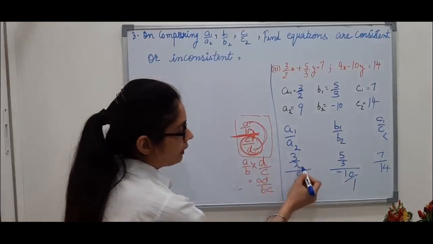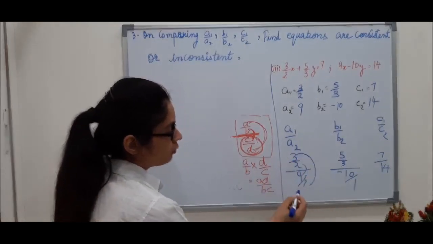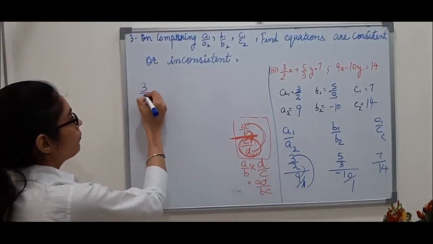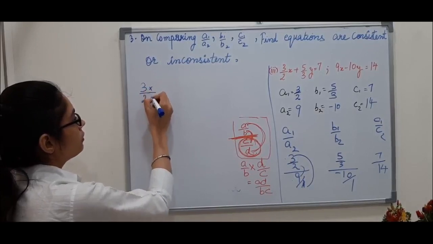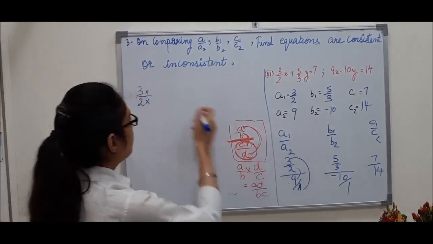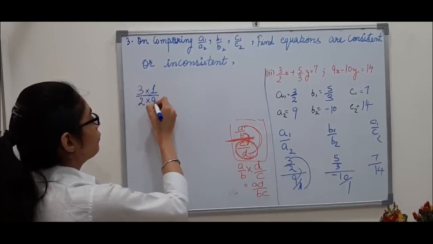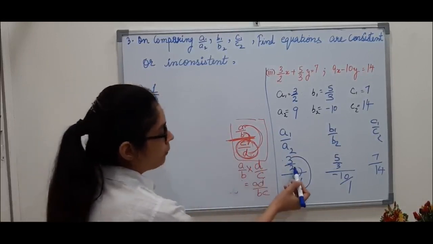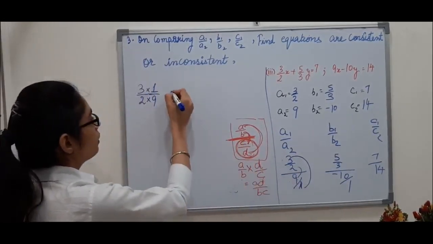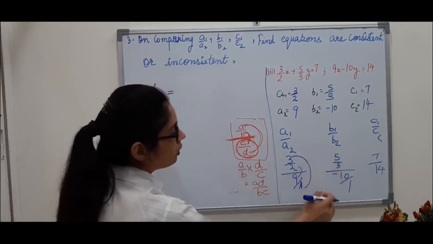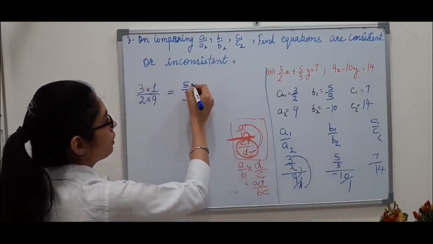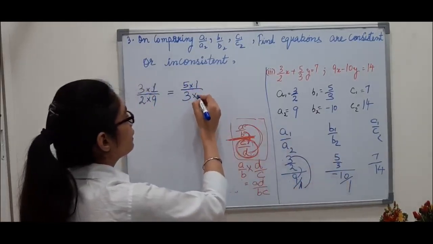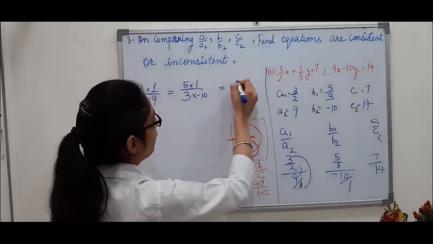So I will combine these two and I will combine these two. This was my purpose of writing 1 over here. So it will be 3 by 2, and I will just write a sign of multiplication. It will be 9. Here 1 will come and here 9 will come as per this rule: A into D, B into C. Now same goes here also: 5 by 3, 5 into 1 and 3 into minus 10, equals 7 by 14.